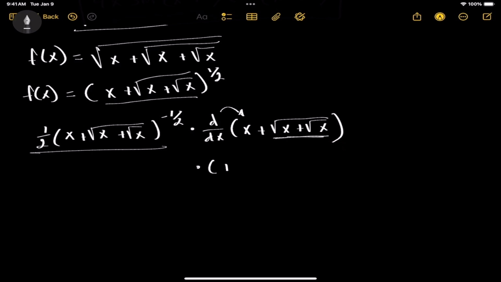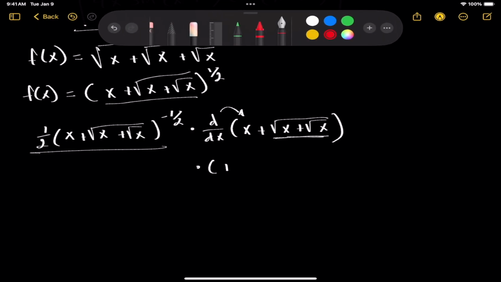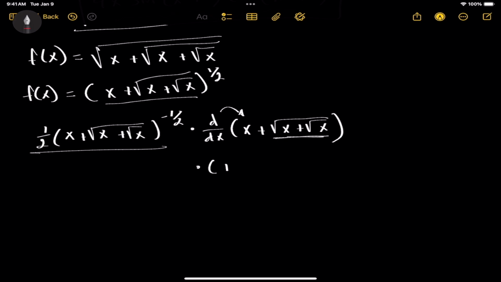This one is kind of confusing. So anyways, the derivative of x is just 1, and then we're going to need to use the chain rule again. So I'm going to do this last one in red. So we're taking the derivative of this right now. We'll do it up here. Hopefully I don't run out of space.